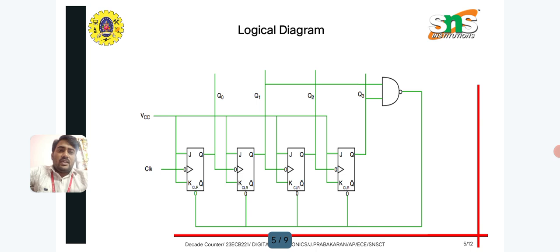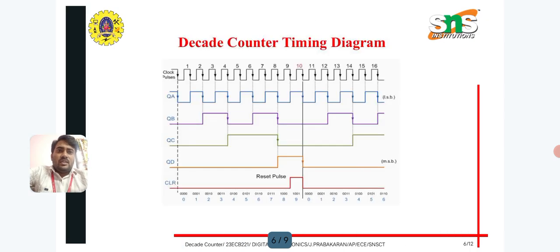This is the logic diagram, and this is the timing diagram. The timing diagram of a decade counter shows the behavior of its bits, Q3, Q2, Q1, Q0, over time as it transitions through its states in response to clock pulses. The clock is the input signal that drives the counter. A rising and falling edge in the clock triggers the state transition.